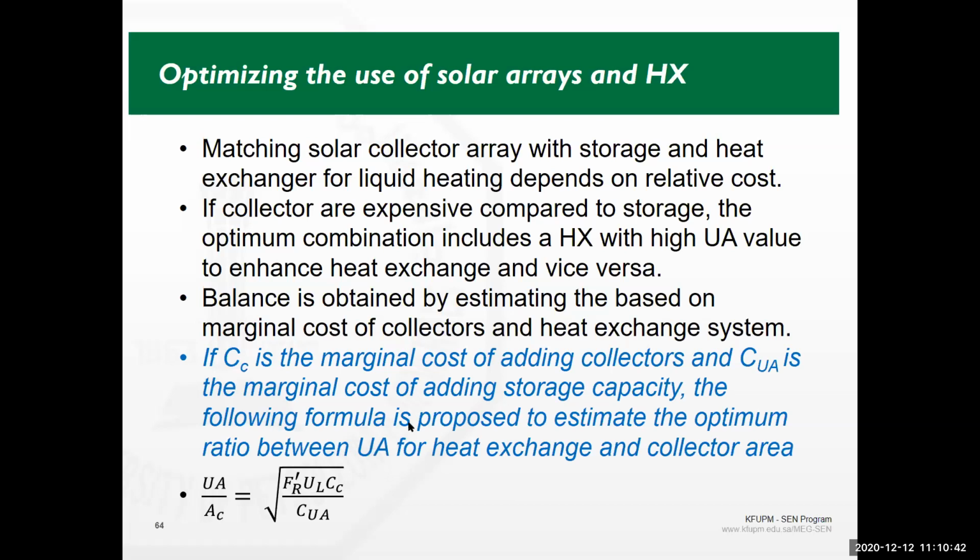So we're going to follow a formula that has been proposed to estimate the optimum ratio between them, and it's given here. The UA value over AC, where UA is the conductance and AC is the area of the collectors, is going to equal the modified loss coefficient. UL is the overall heat transfer coefficient, times the cost of adding the collectors, divided by the cost of adding a heat exchanger for the capacity. Compare this value and see. And based on that, you can make your judgment.